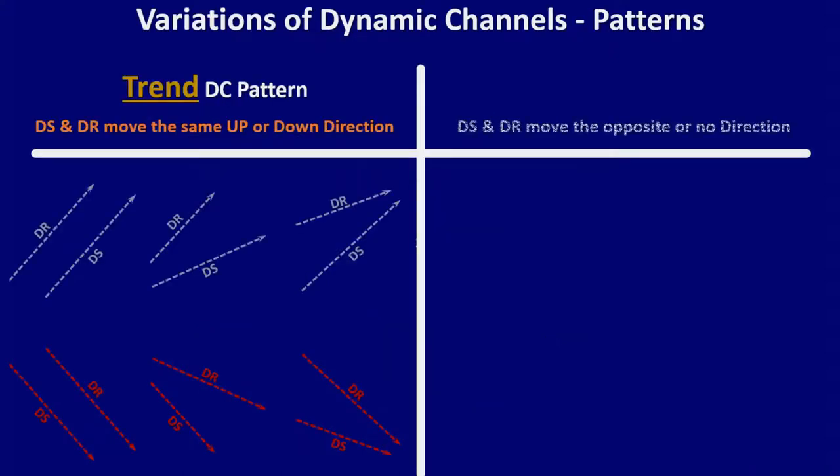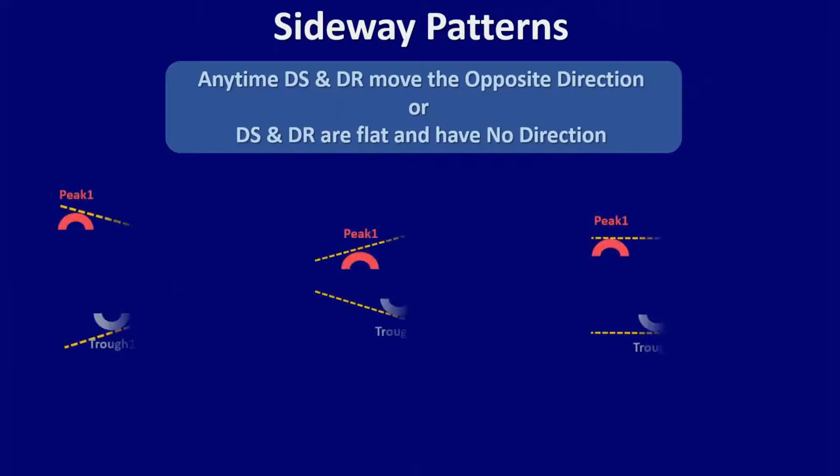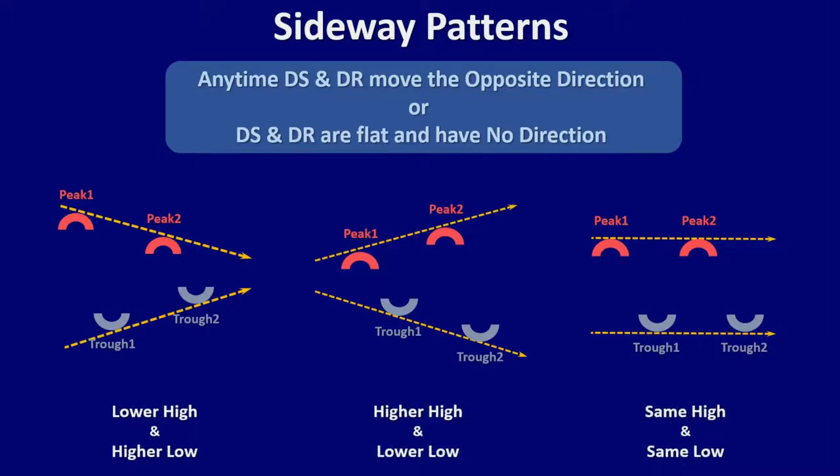When dynamic support and resistance move in the opposite direction or have no direction, we categorize them under the sideway pattern. That is, any time you see that the dynamic support or resistance move in opposite directions, or are flat and have no direction.